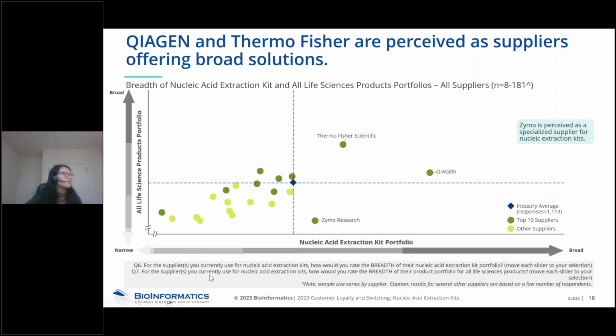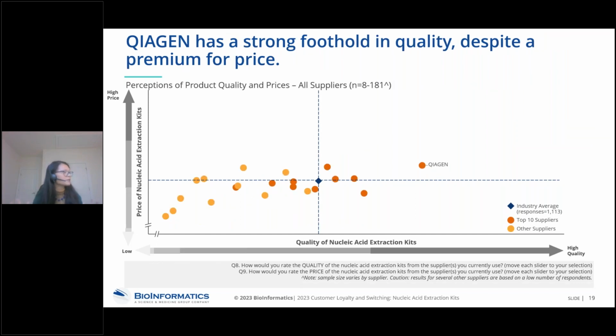In general, QIAGEN and Thermo Fisher are perceived as suppliers offering broad solutions, and these perceptions are led by researchers using their products. Interestingly, Zymo Research here is perceived as a specialized supplier for nucleic acid extraction kits, as their responses indicate that they view they had a broad nucleic acid kit portfolio, but also a relatively narrow life science product portfolio overall. And we deep dive into this in the full report as well.